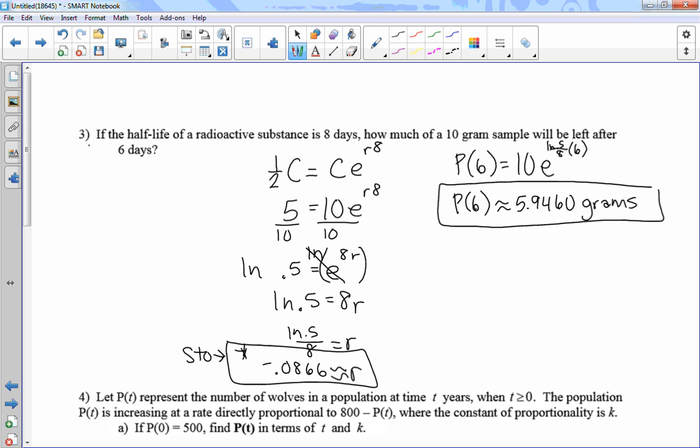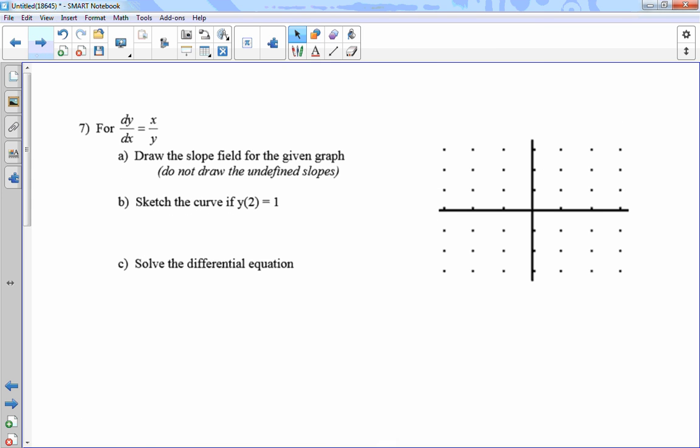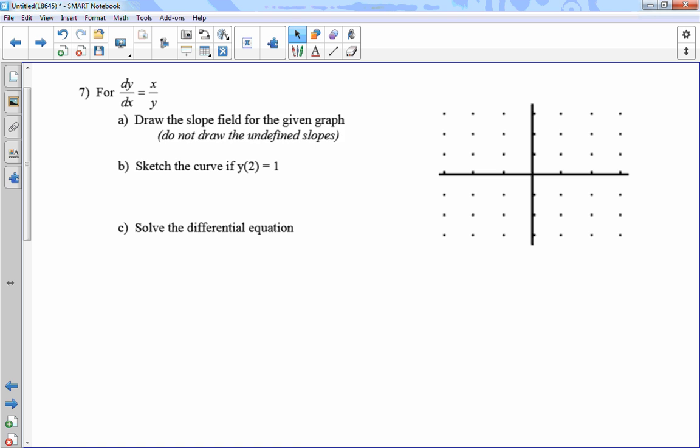Okay. Flip to the very back, number 7. We'll get our slope field activity, and if there's time, we'll do another one. For dy/dx equals x over y, draw a slope field for the given graph. Do not draw undefined slopes. Remember, this is an activity doing colored pencils. Okay, so remember you're plugging in each individual point.